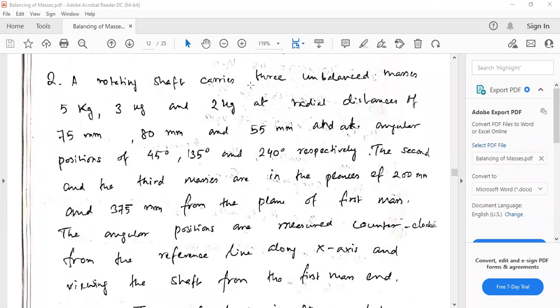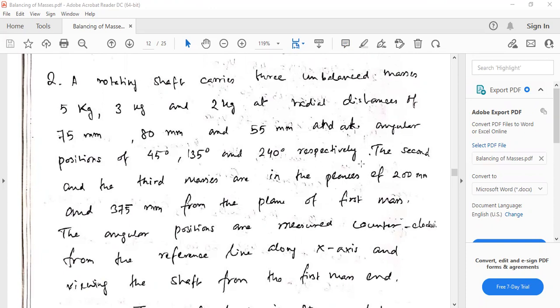A rotating shaft carries three unbalanced masses 5 kg, 3 kg, and 2 kg at radial distances of 75 mm, 80 mm, and 55 mm, and at angular positions 45 degrees, 135 degrees, and 240 degrees respectively. So we have their masses, three radii, and their respective angles with the horizontal.